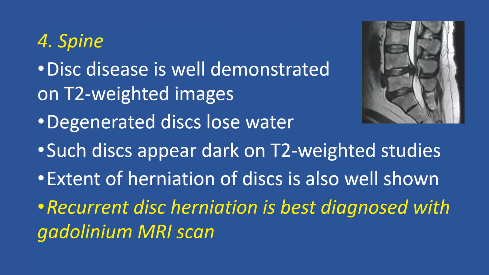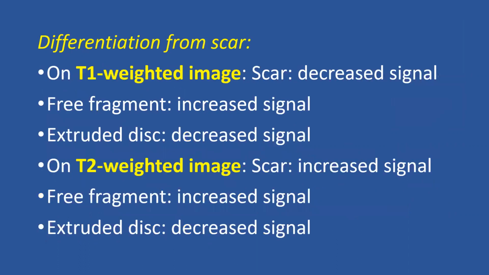In the spine, disc disease is well demonstrated on T2 weighted images. Degenerated discs lose water, therefore they will become darker. Such discs appear dark on T2 weighted studies. The extent of herniation of discs is also well shown. Recurrent disc herniation, I told you, is best diagnosed with gadolinium MRI scan. I'm sorry I'm taking a bit long in this section, because this section is the 1/3 and the longest.